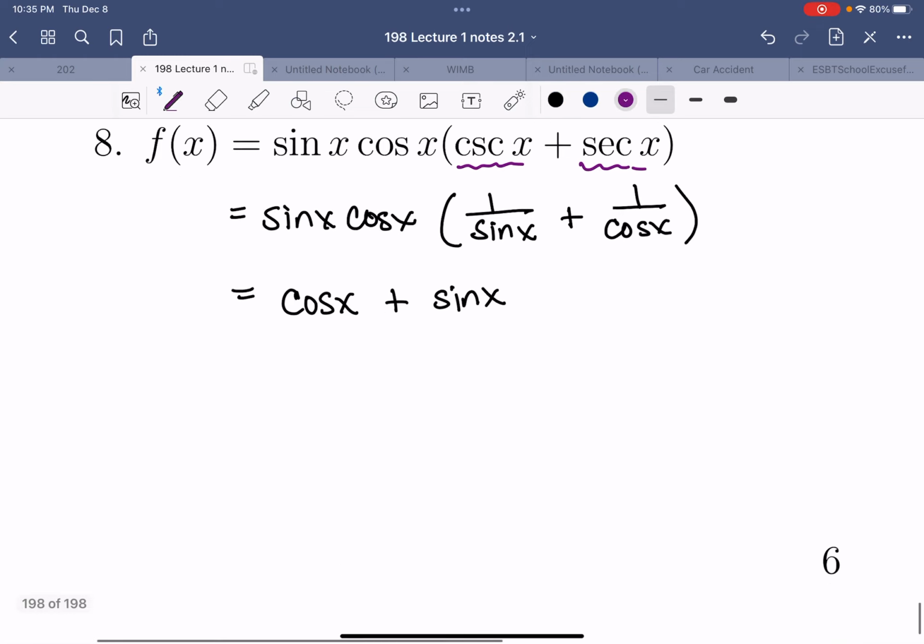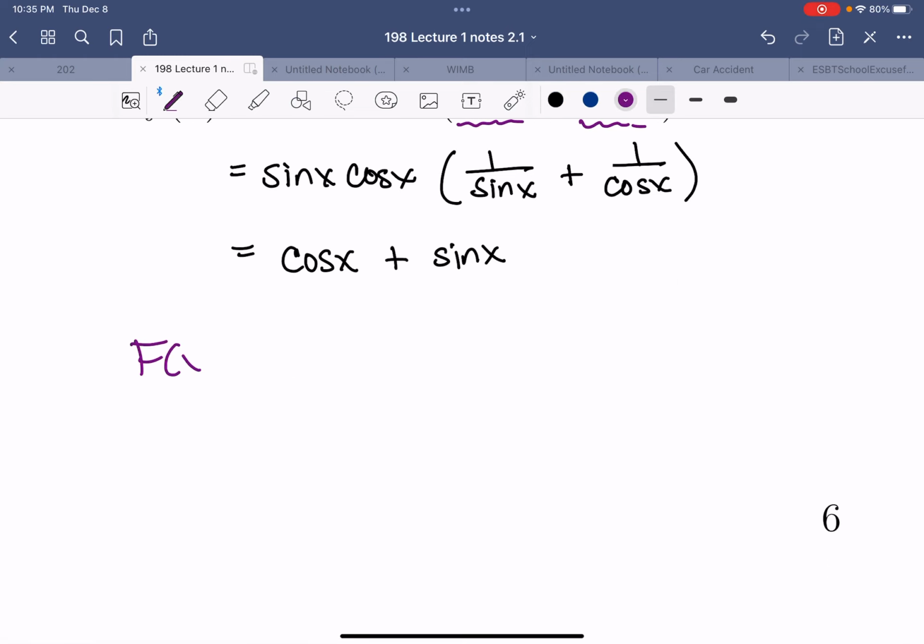So now I can go ahead and jump in and find my antiderivatives. So what function has as its derivative cosine x? That would be sine x. Plus, what function has as its derivative sine x? Well, the derivative of cosine is negative sine x, so I need a negative sign, and I can use cosine x. And don't forget your plus c.